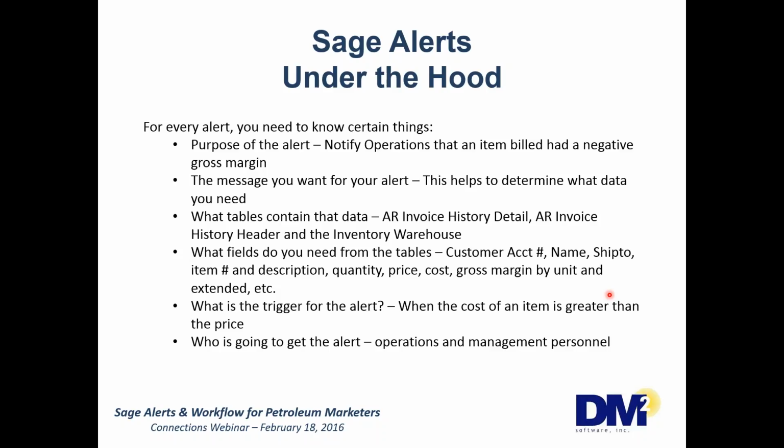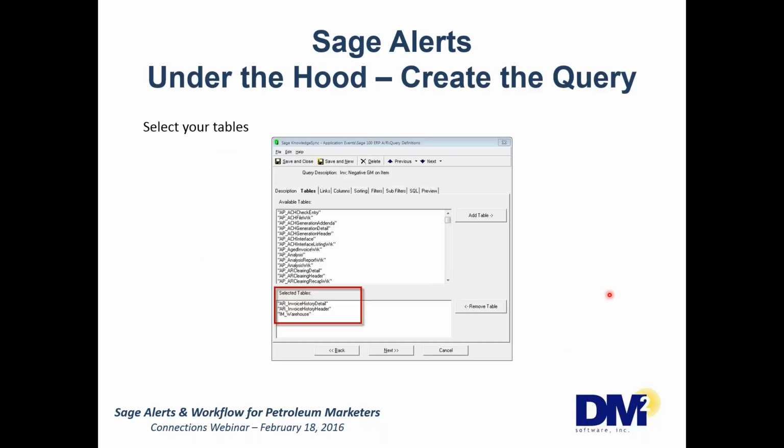What is going to be the trigger for our alert? In this particular instance, when the cost of an item is greater than the price. And who do we want to get that alert? Operations and management personnel. So, after determining what you want to do, in this case, send out an alert for the negative gross margin, you determine what information you need to use to construct the alert or to determine who gets the alert. This will help you to decide, as I said, which tables to use.